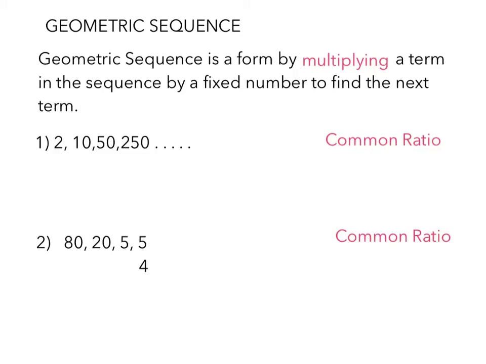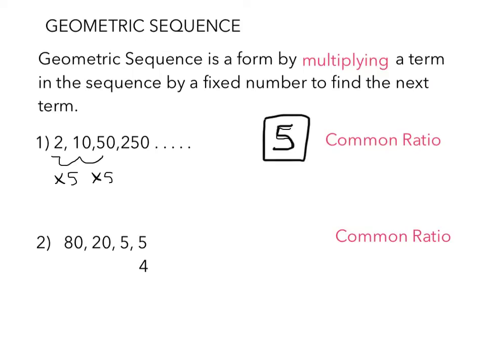We first had a 5 and then we ended up with a 10. That means that we multiply by 5, and we check this one, it's also by 5. So we call this the common ratio. Common ratio 5. So I'm going to write it here.